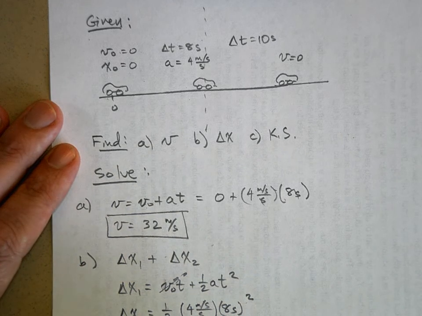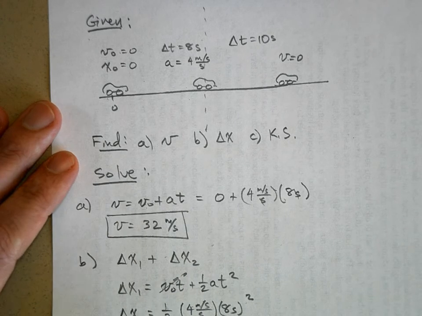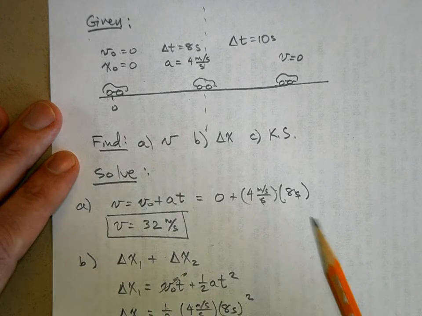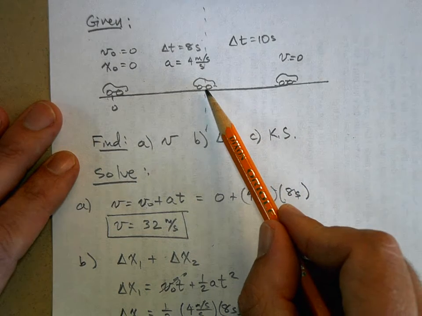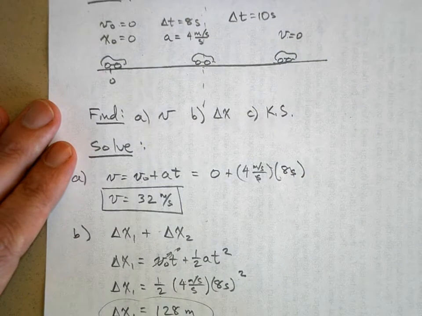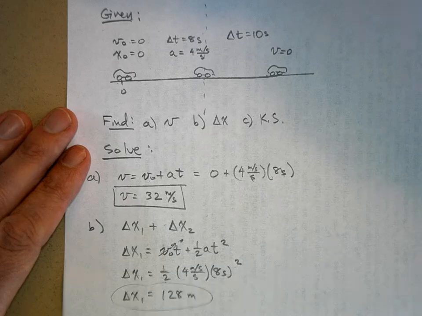Well, 8 squared is 64. 64 times, well, 4 divided by 2 is 2. 2 times 64 is, what is that? 128 meters. Okay? So that's the first part. Now we need to know how far it took. How far did it go to slow down? Okay, and let me zoom out a little bit.